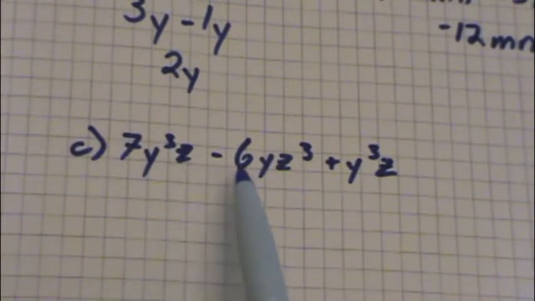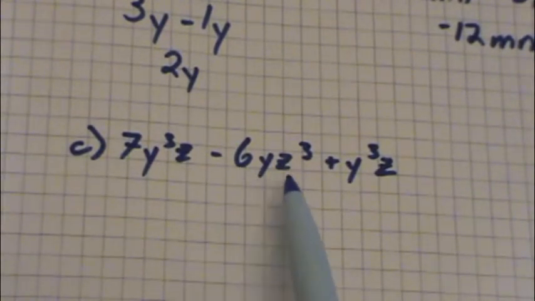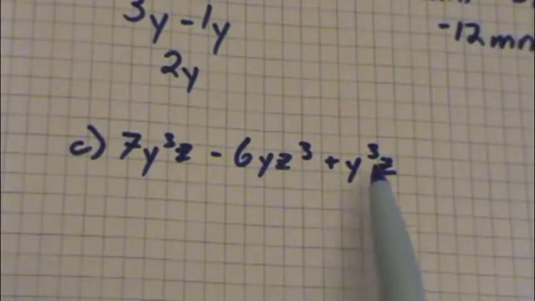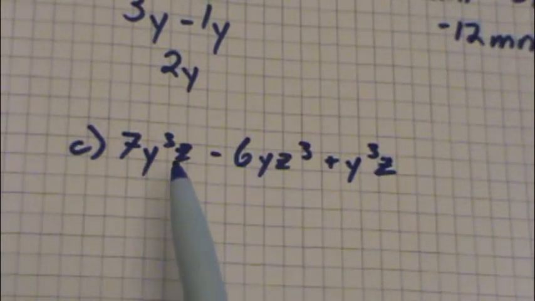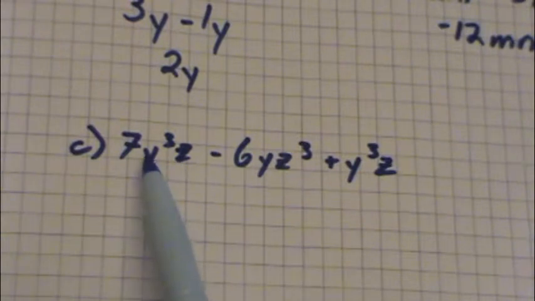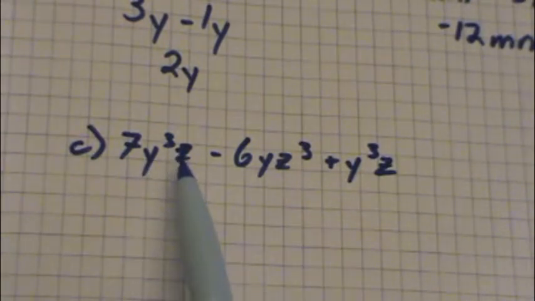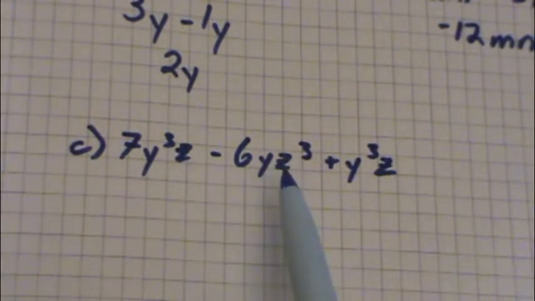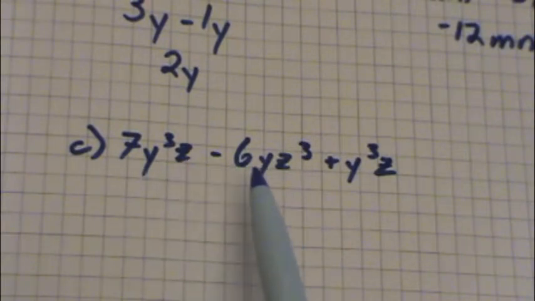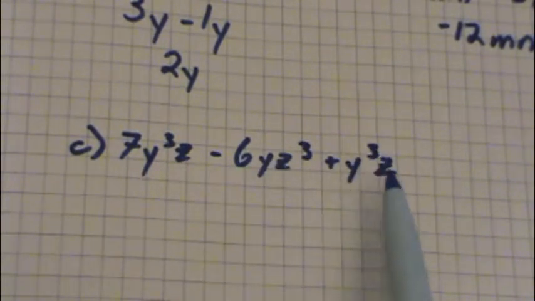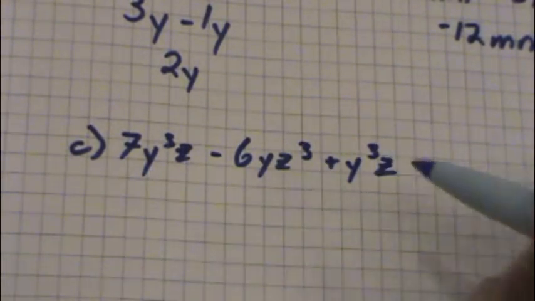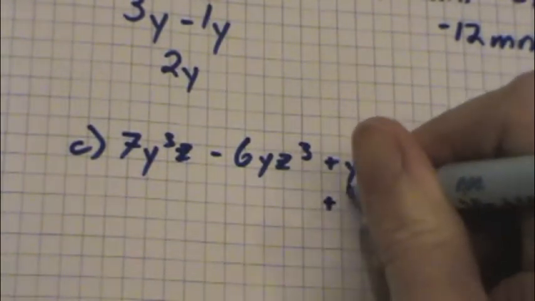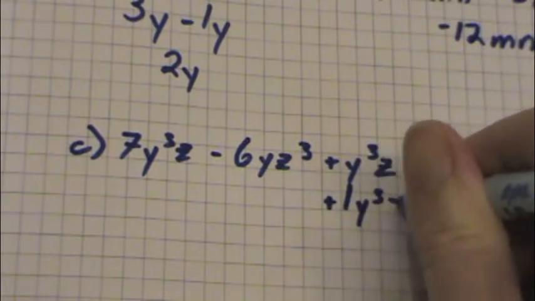Take a look at letter C. 7y cubed z minus 6yz cubed plus y cubed z. Well, what are our terms here? We have y cubed z. We don't have a y cubed z here. We cannot combine those two terms. Here we have another y cubed z. We can combine this with this. And remember, this is the same as 1y cubed z.